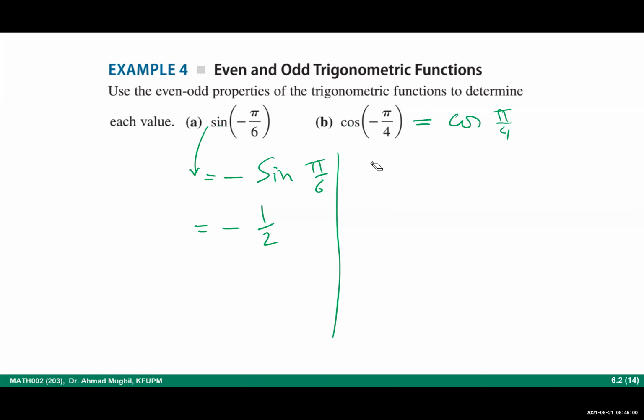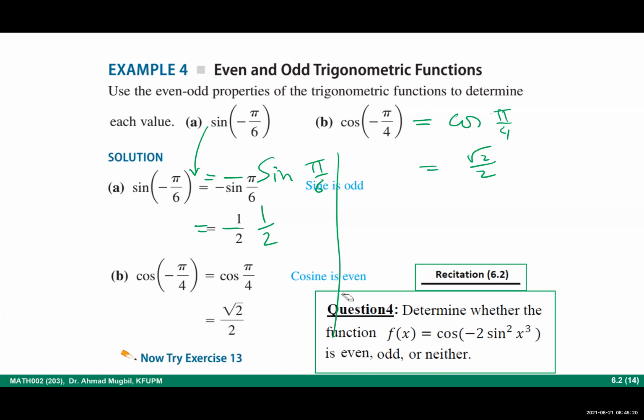Because it is odd. Because it is even, I say. What is cosine pi over 4? It's root 2 over 2. It is square root of 2 over 2, and it is the same as sine pi over 4. Thank you, Shabab.